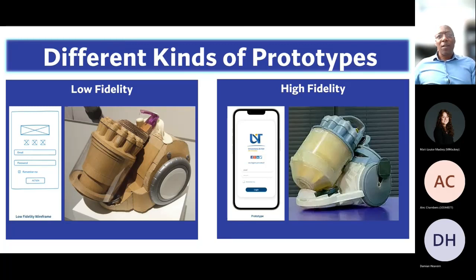Prototypes can typically be categorized as either low fidelity or high fidelity, depending on their level of complexity. Fidelity refers to how closely the prototype resembles the final product, whether it's a true-to-life representation or a simplified preliminary model. So how do you know whether to use a low or high fidelity prototype?